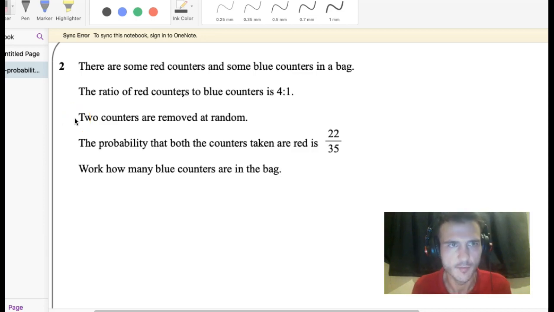Hey guys, so this is probability equation questions, question number 2. There are some red counters and some blue counters in a bag. The ratio of red counters to blue counters is 4:1. Two counters are removed at random. The probability that both the counters taken are red is 22/35. Work out how many blue counters are in the bag.